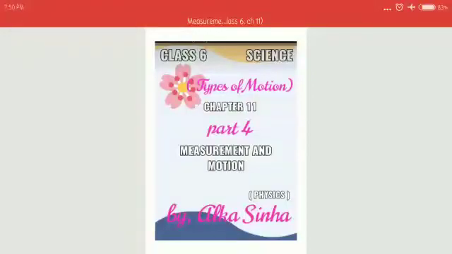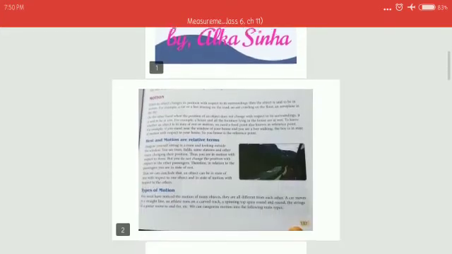Students, in the last class we studied standard units of measurement, measuring a length using a ruler or a scale, and measuring the length of a curved line. Hope you understood. Today we are going to start motion and types of motion. So let's start.